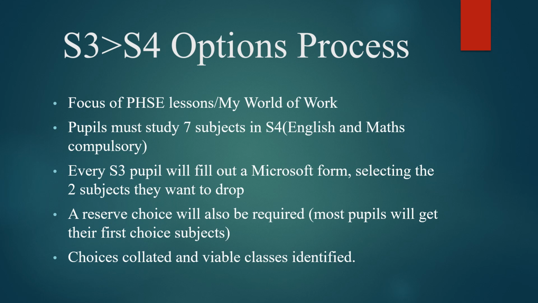Once that's been done, the choices will be collated by Mrs. McNaughton and we will work out which classes are viable. So it may well be that there are one or two classes that will have to be dropped because it doesn't have the necessary uptake, or it could mean that classes will be amalgamated, so where we had two this year we might only have one next year, and so on and so forth.